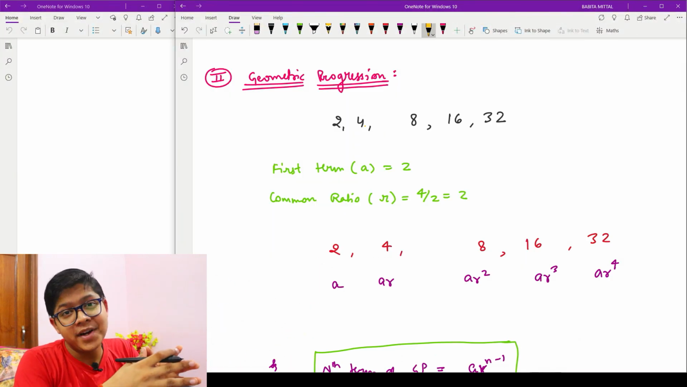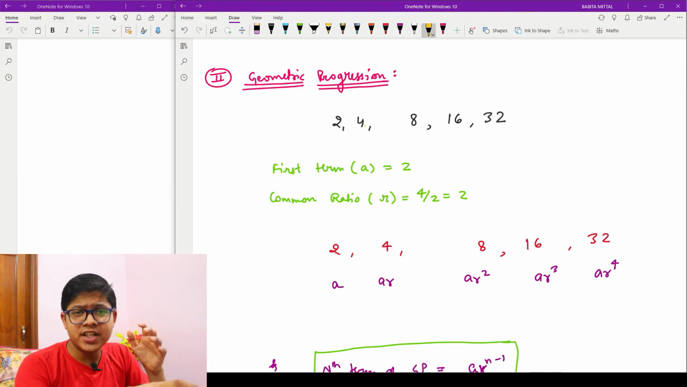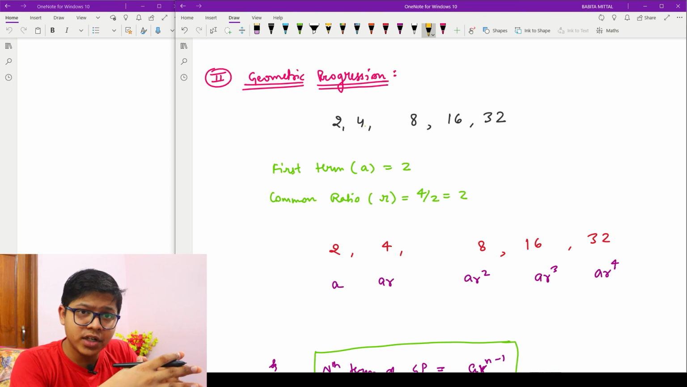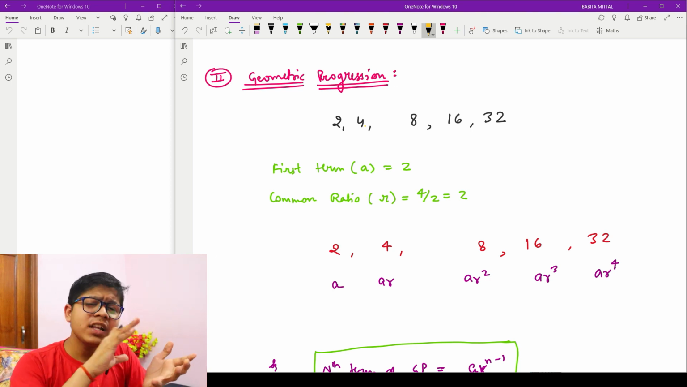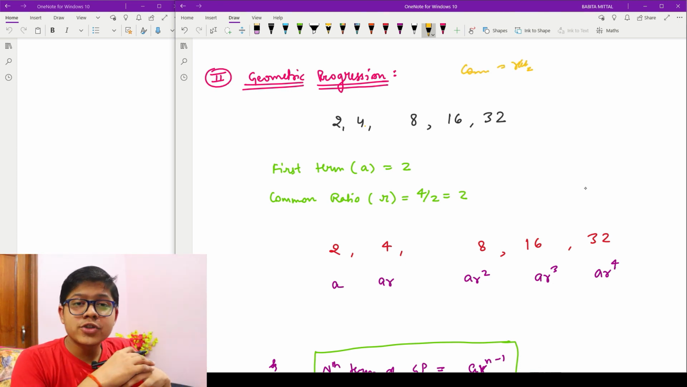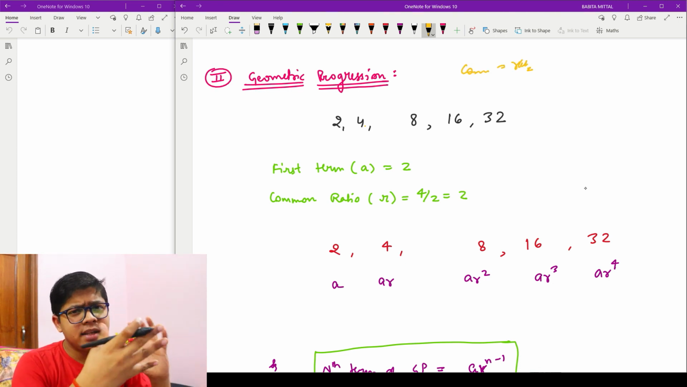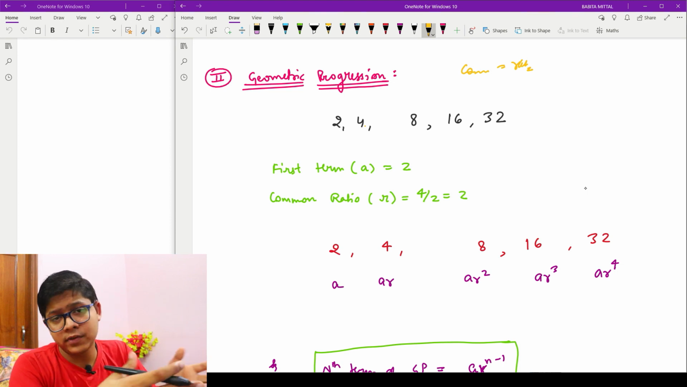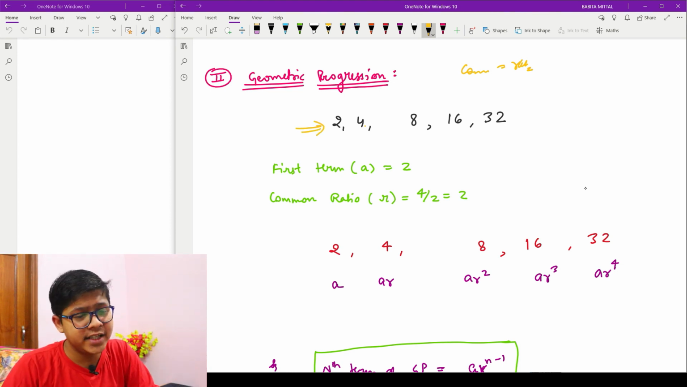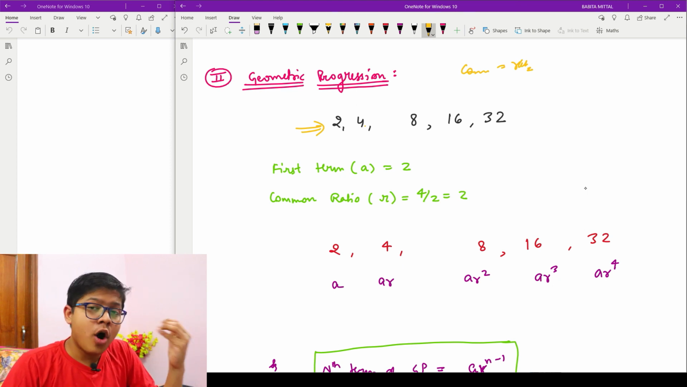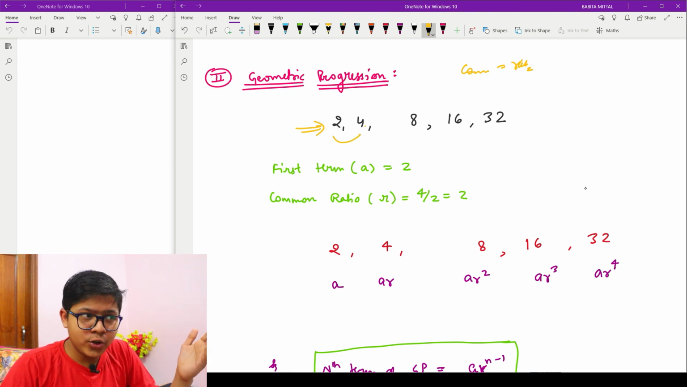Now moving on to the geometric progression part. The geometric progression is similar to the arithmetic progression. In the geometric progression, we have the common ratio being the same. And what is the common ratio? Common ratio is nothing but the ratio of two consecutive numbers of the series, which means that if I have the series right here as 2, 4, 8, 16 and 32, then my common ratio for this is 4 upon 2, which is 2.